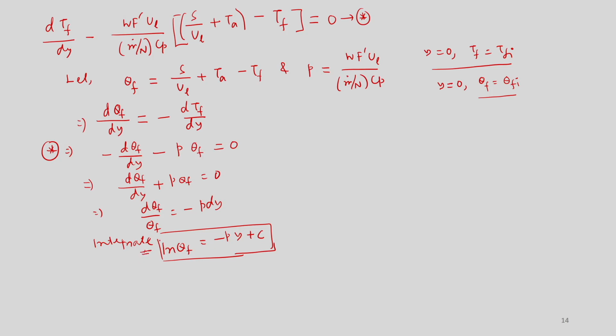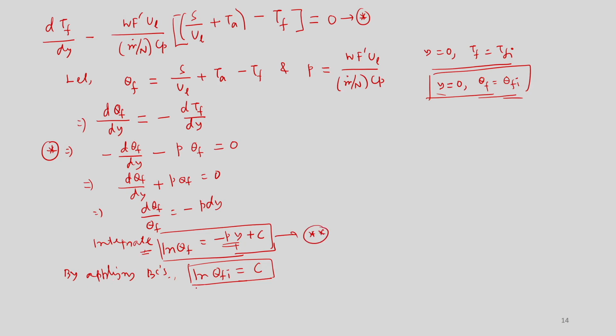So, on integration what we will have, ln of theta f is equal to minus p into y plus c, okay. Now, apply the boundary conditions. By applying BCs, what will happen? So, at y is equal to 0, this equation you need to use. At y is equal to 0, theta f is equal to theta f i. Okay. So, ln of theta f i, since y is 0, this expression will be 0. So, C will be ln of theta f i. Maybe you can write this as double star.